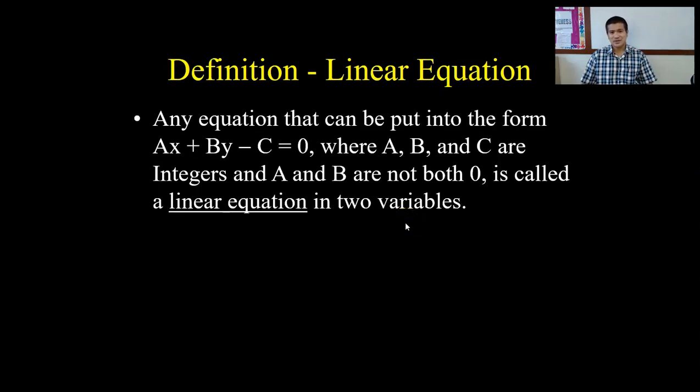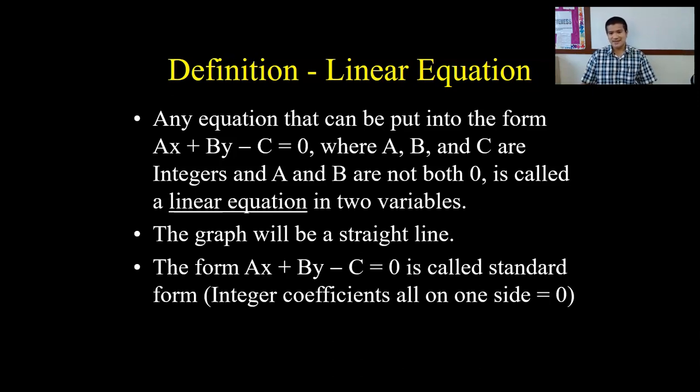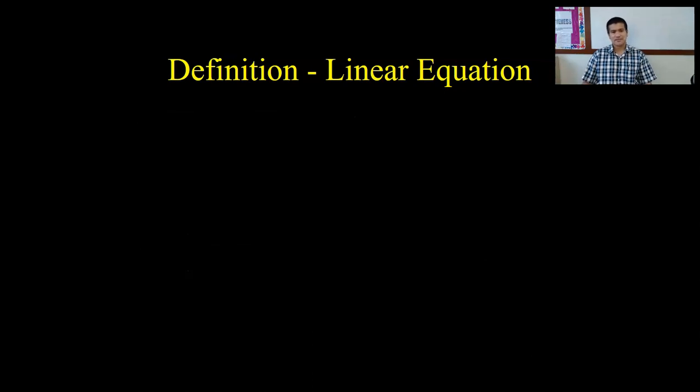So what is a linear equation? Any equation that can be put into the form ax plus by minus c equals 0, where a, b, and c are integers and a and b are not both 0, is called a linear equation in two variables. The graph will form a straight line. The form ax plus by minus c equals 0 is also called the standard form, with integer coefficients on one side equal to 0.